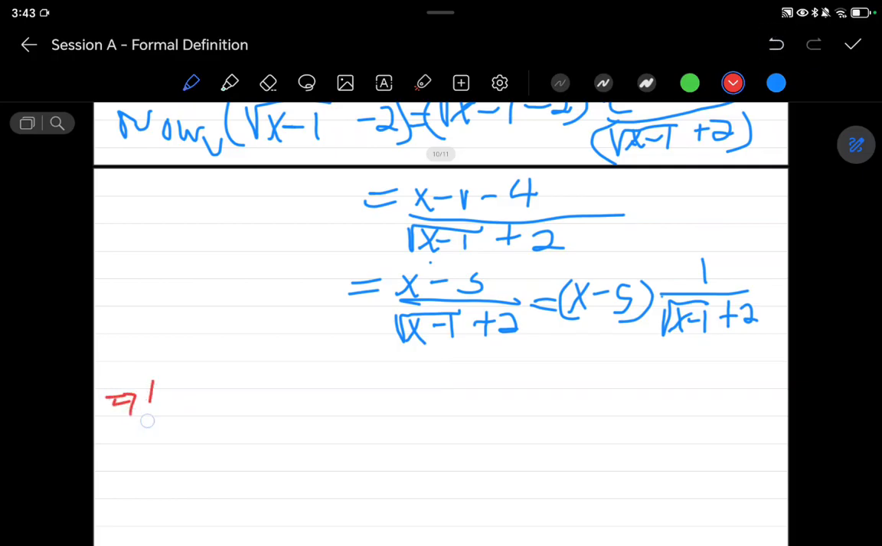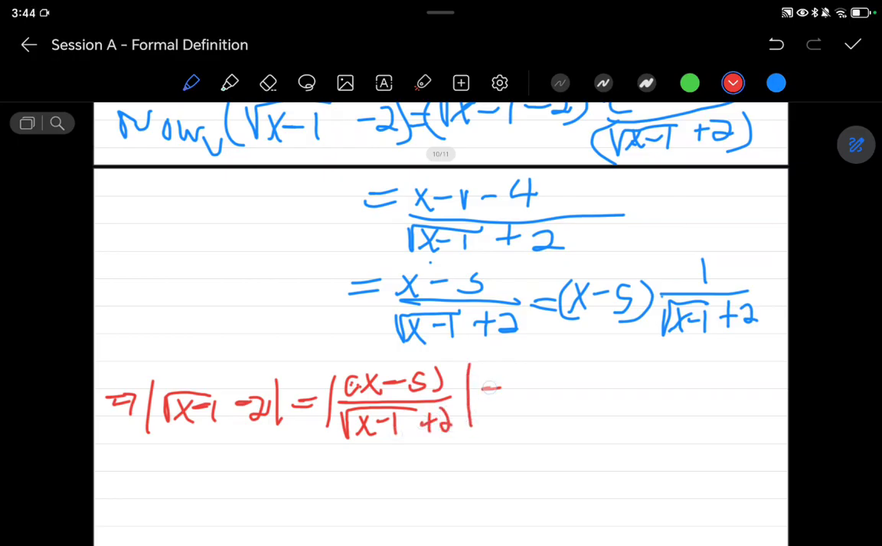This will imply that the absolute value of root of x minus 1 minus 2 would be equal to the absolute value of x minus 5 all over root of x minus 1 plus 2, which would be equal to the absolute value of x minus 5 times the absolute value of 1 over root of x minus 1 plus 2. You see, right? So I just separated the numerator and denominator.